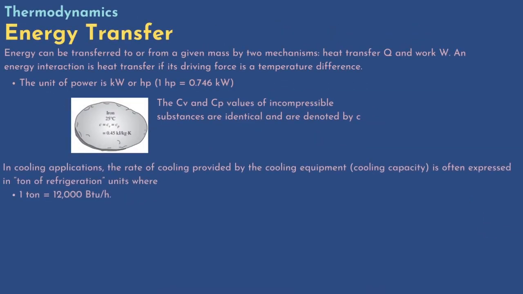Next is energy transfer. Two methods can transmit energy to or from a given mass: heat transfer Q and work W. When the driving force of an energy exchange is a temperature differential, it is called heat transfer. Otherwise, it is work. Work interactions are represented by a rising piston, a rotating shaft, and an electrical wire crossing system boundaries. Power is the amount of work done per unit of time and is represented by the letter W. The unit of power is kilowatts or HP, where 1 horsepower is equal to 0.746 kilowatts.